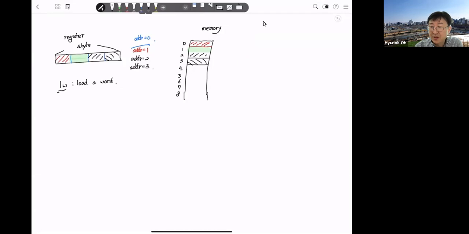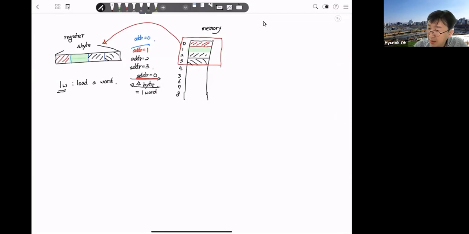So in this instruction, the load word (LW) instruction case, if we give one address, like address 0, then instead of loading a single byte, it returns 4 bytes. So 4 bytes are loaded, and then this is stored into the register. In the load word case, we give address 0, it returns 4 bytes, which is 1 word, and 1 word is filled into the register.